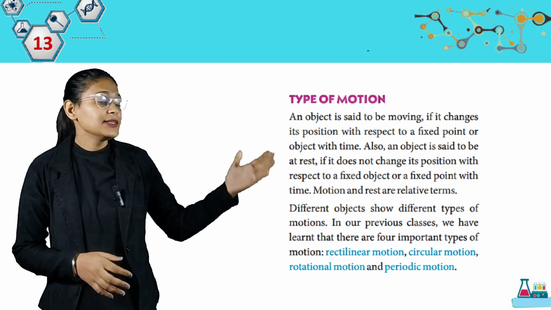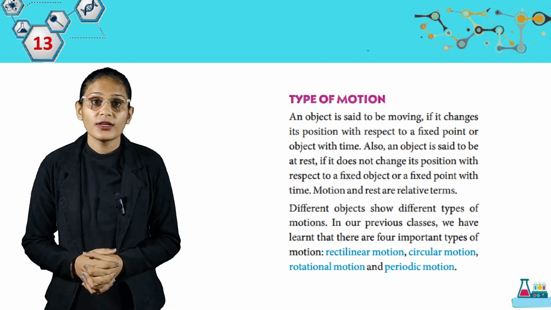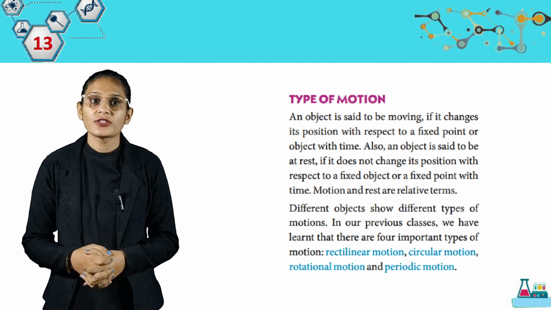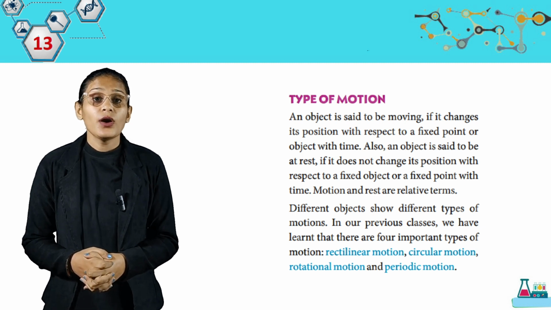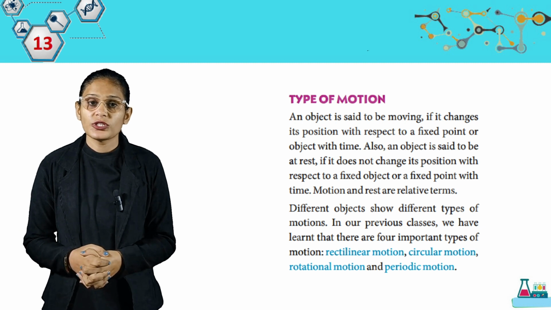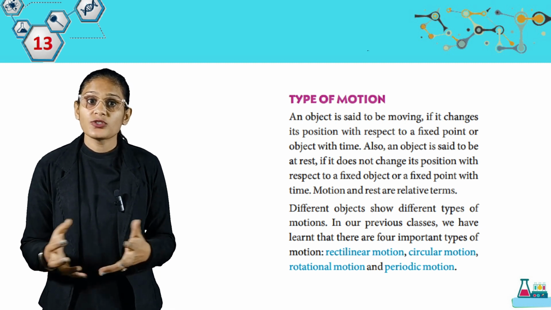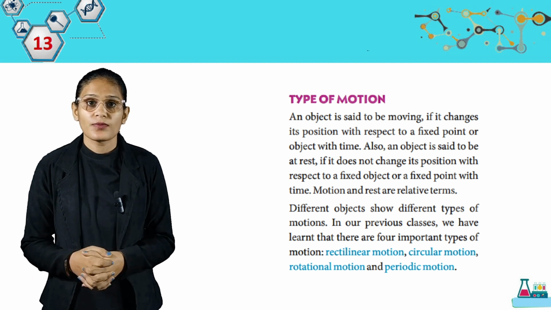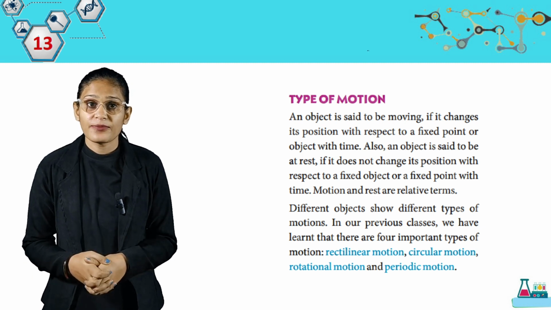Now we have types of motion. An object is said to be moving if it changes its position with respect to a fixed point or object with time. Also, an object is said to be at rest if it does not change its position with respect to a fixed object or a fixed point with time. Motion and rest are relative terms. Different objects show different types of motion.